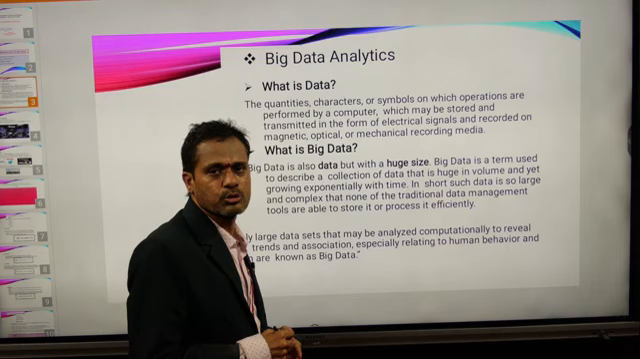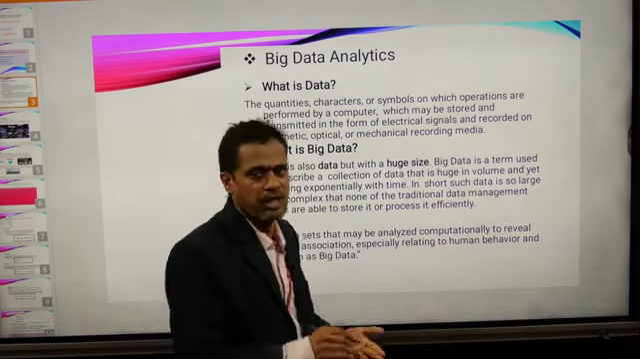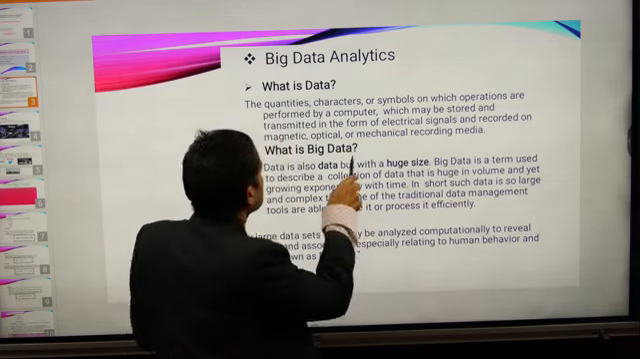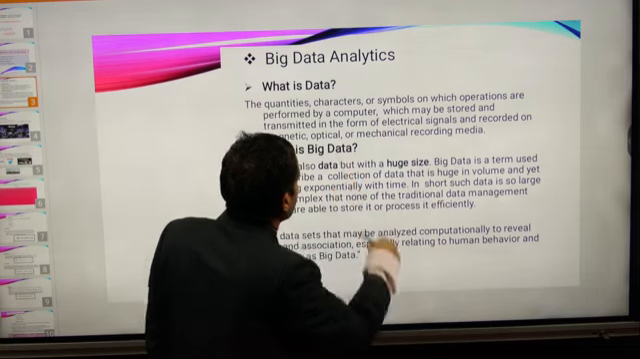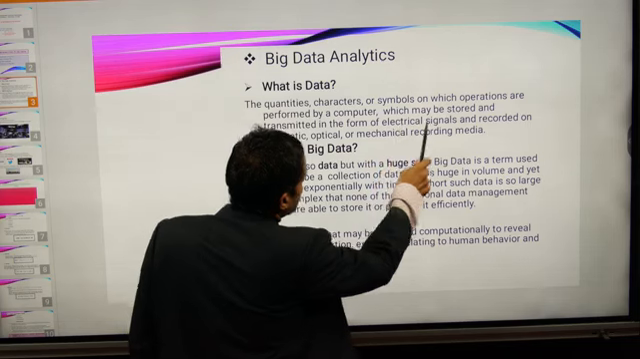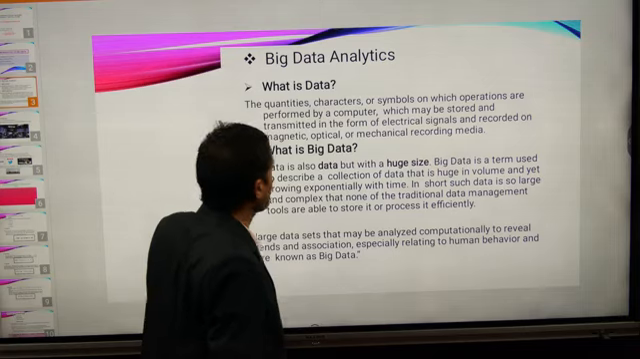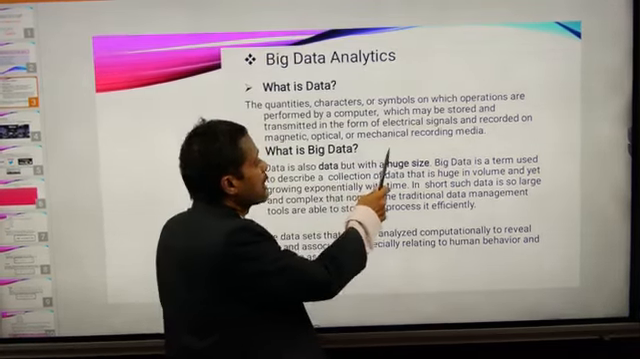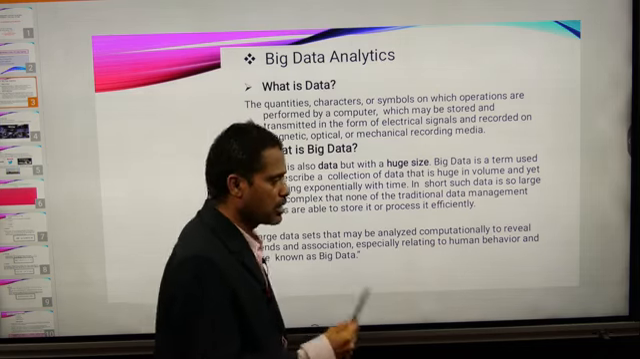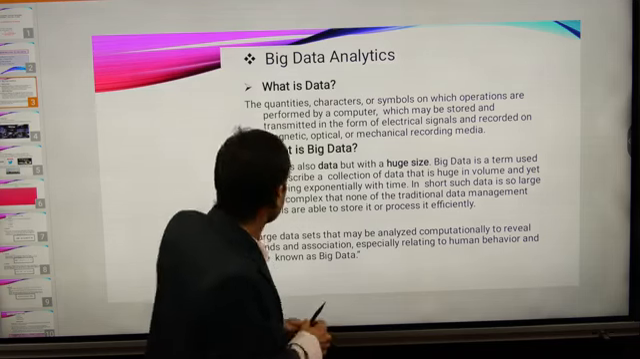Previously we used to store data in physical records. But in this concept, we insert the data in computer and digital format, where it is stored and transmitted in the form of electrical signals and recorded on magnetic, optical, and mechanical recording media. For example, hard disks are magnetic and mechanical recording storage devices.